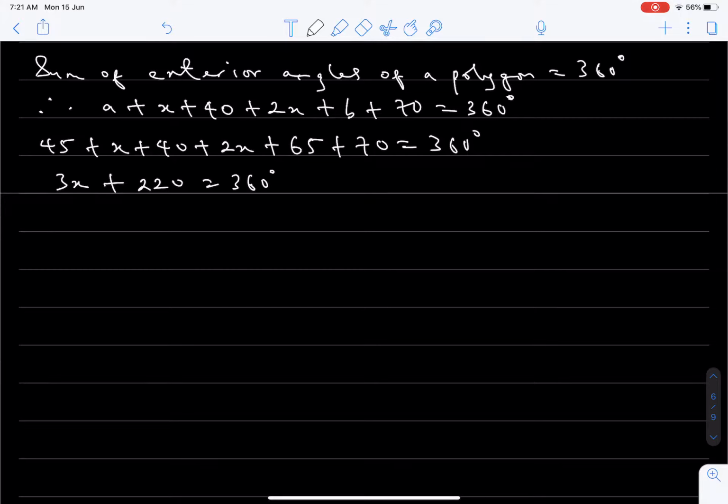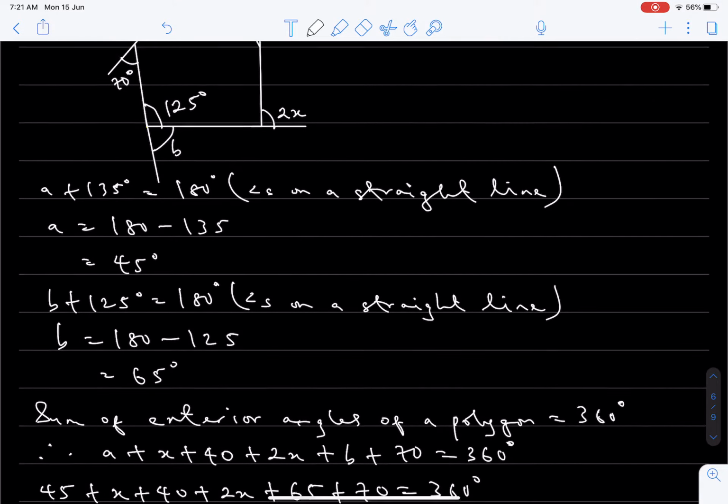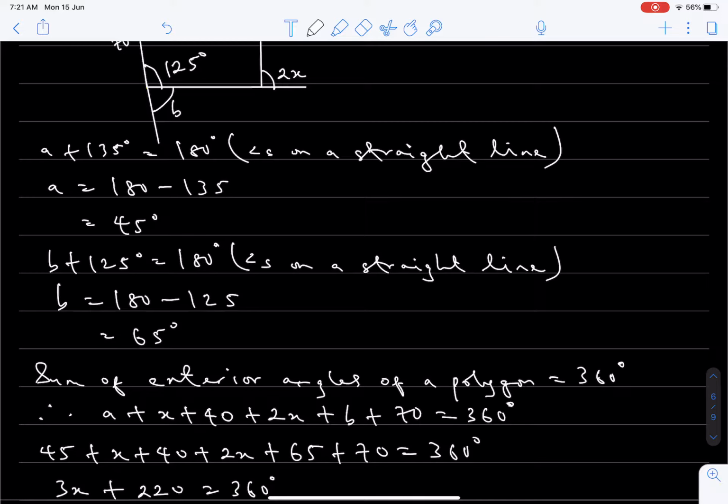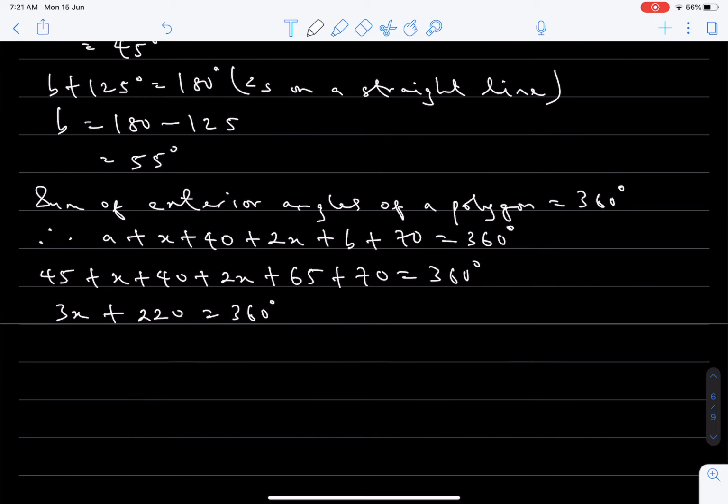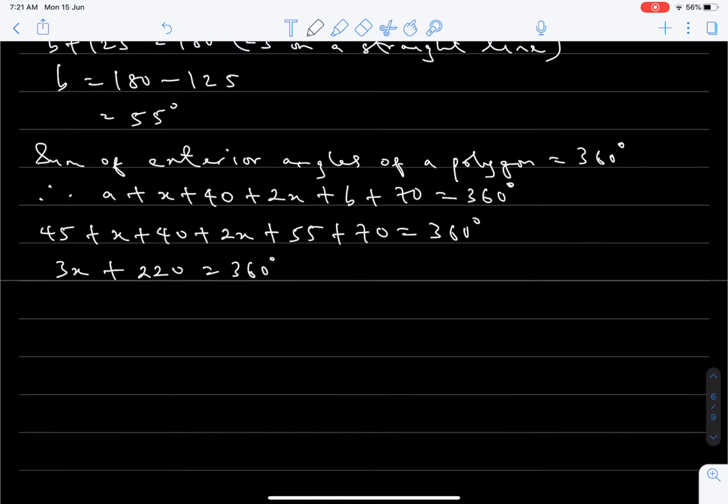I think I need to check and be sure I didn't make any mistake here. 180 minus 125 is 55 and not 65. Sorry about that. That was a very careless one. So B is 55 degrees and not 65 degrees.